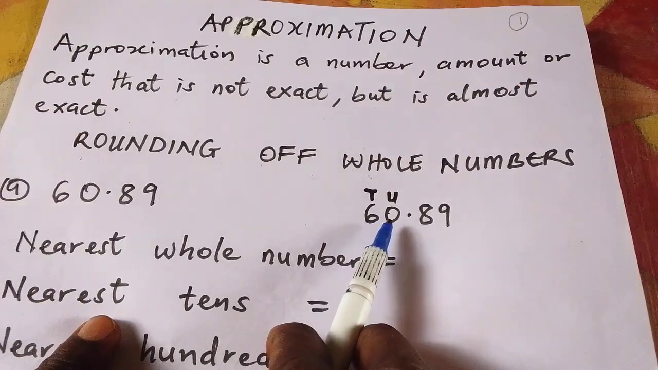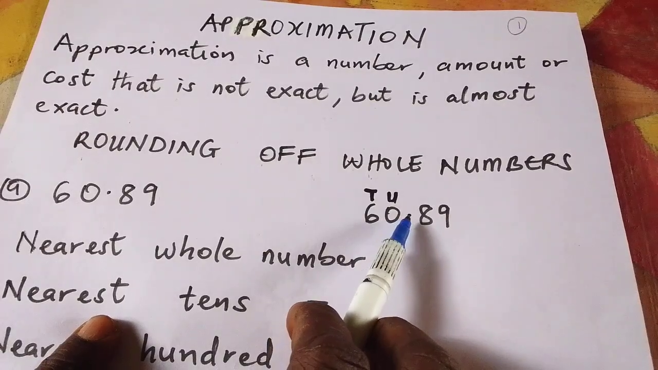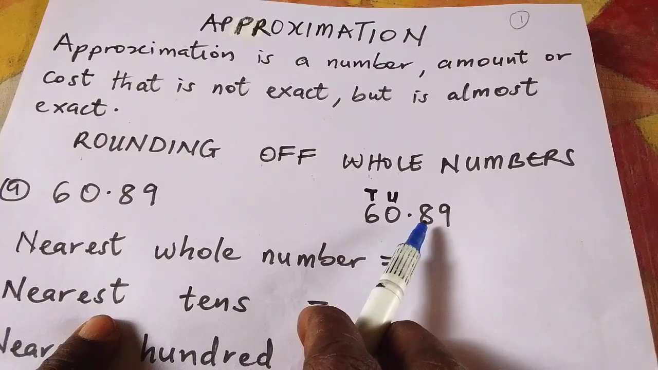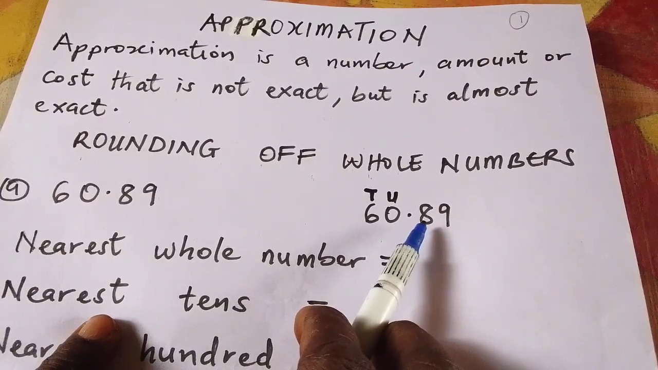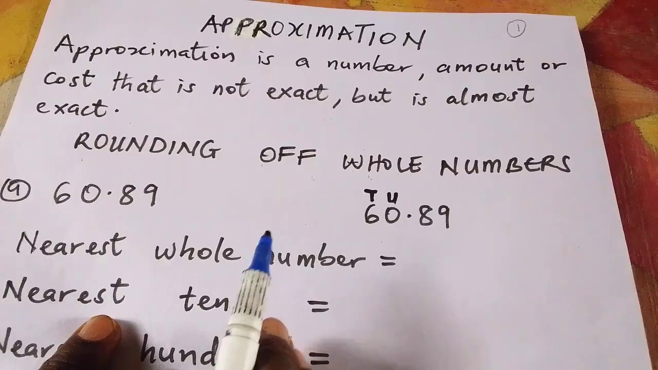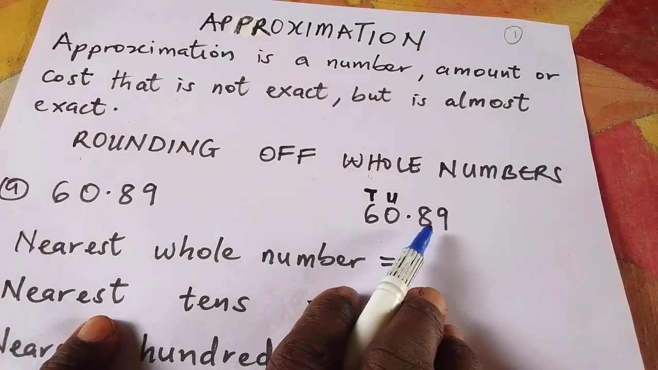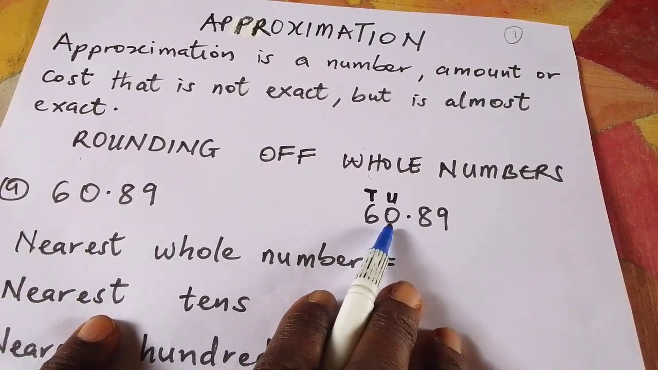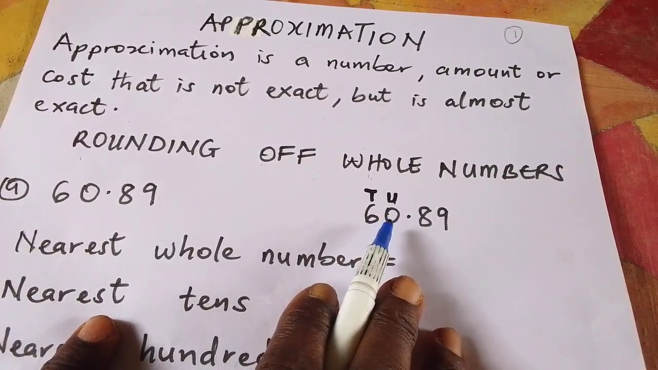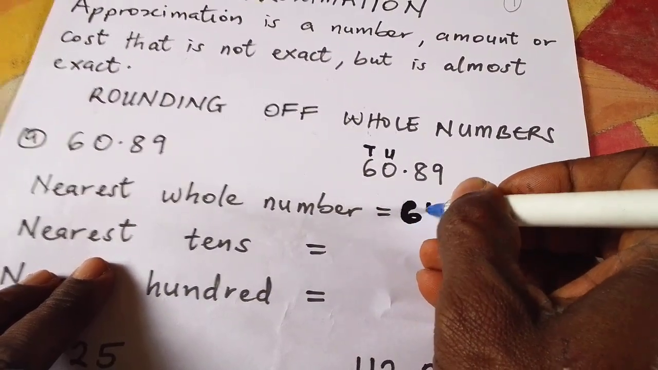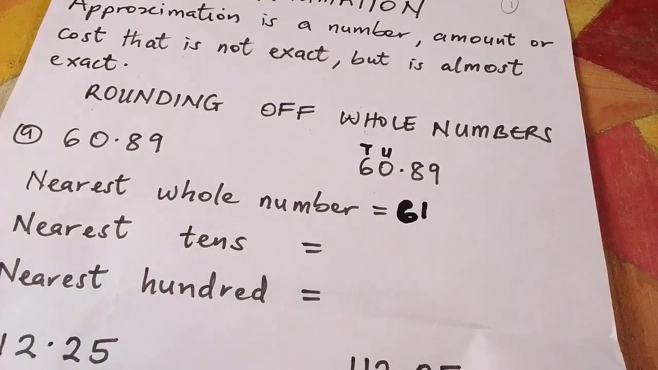You realize that after this 0, the next number here is 8. This number is more than 5. If you are having a decimal, you cut the number off. But before you cut this 8 off, you add 1 to this 0. So 0 plus 1 will give us 1. So to the nearest whole number, you'll be having 61.